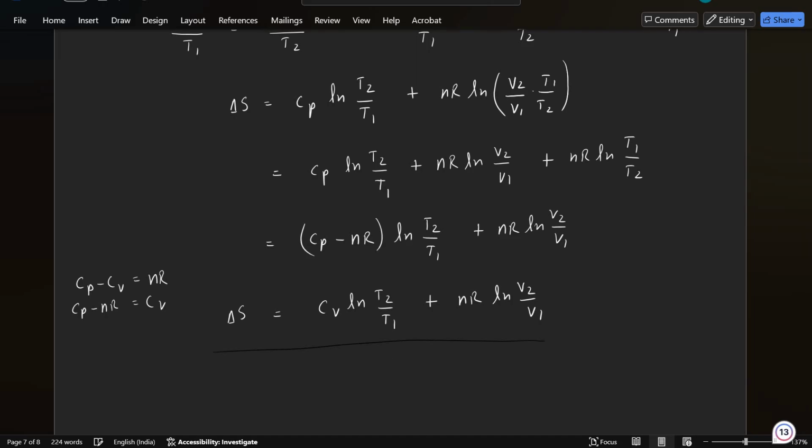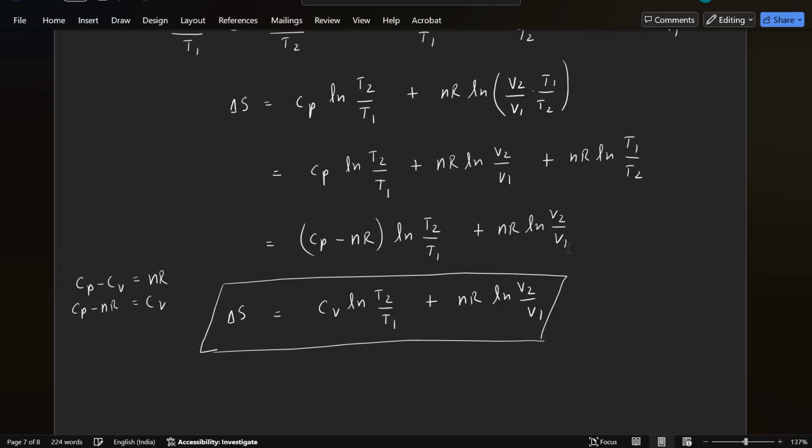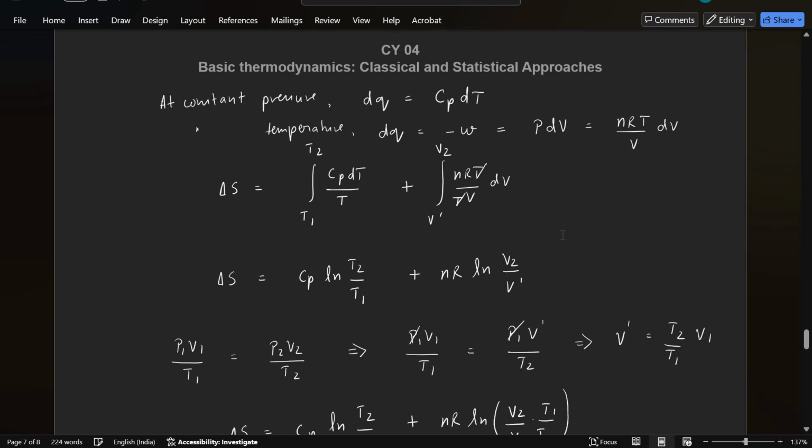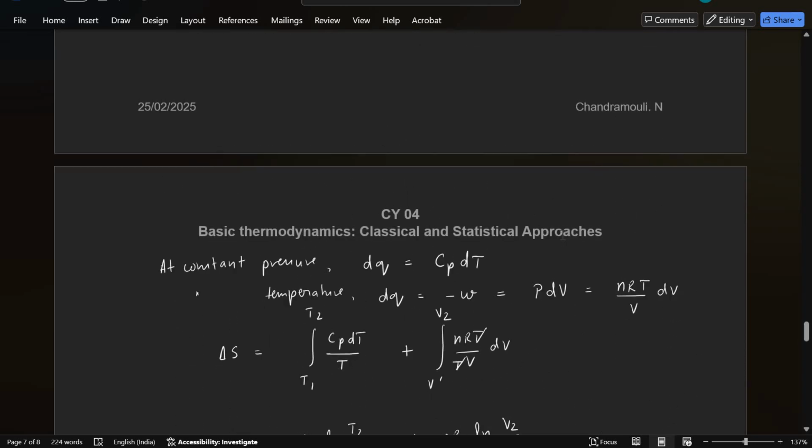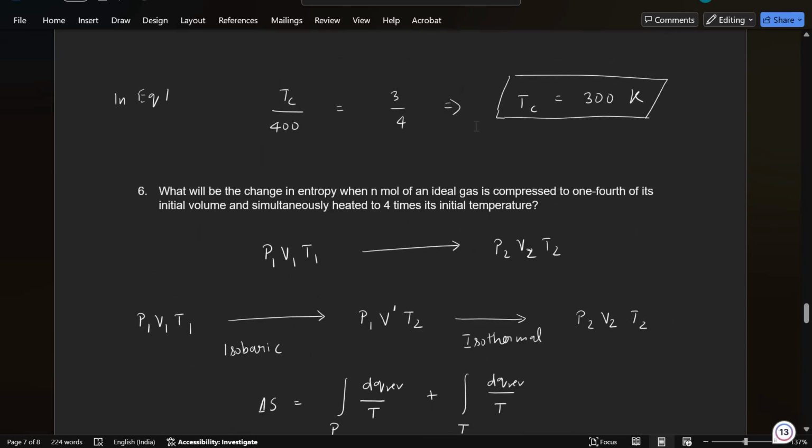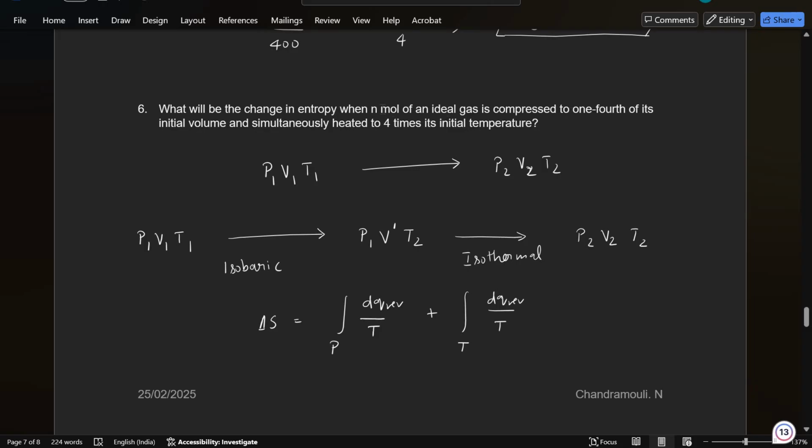This is for a general process, without substituting any of the values. Now we'll see the question and substitute all the values. So Jaydeep, what do we see here? Ideal gas. There are n moles. Maybe I'll just change it to 1 mole. What's the point?